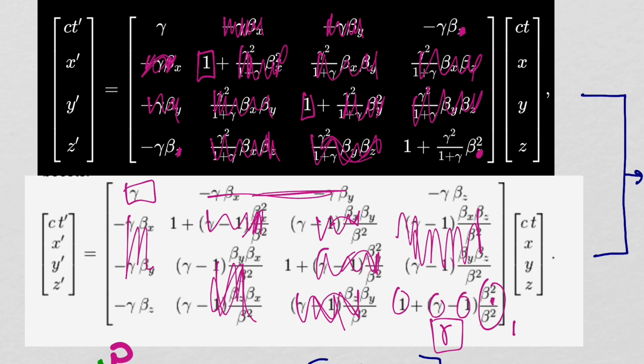But if you look at this version, it's not evident at all to me that this term here, 1 plus gamma squared over 1 plus gamma times beta squared, has got to equal gamma, right? These two matrices are both Lorentz transformations. They're both algebraic expressions of the same thing. These two have to be the same. And I actually spent some time convincing myself that they were.